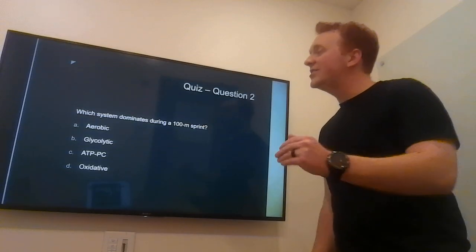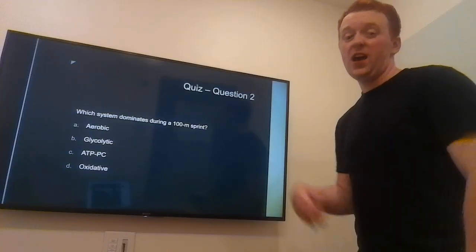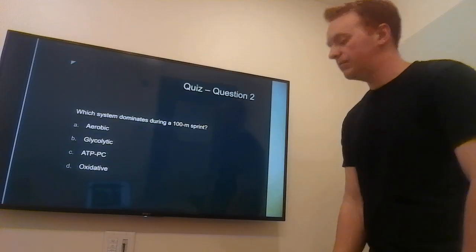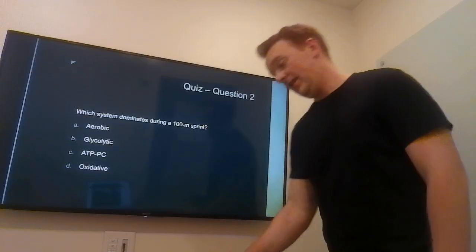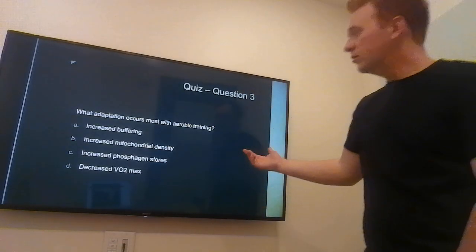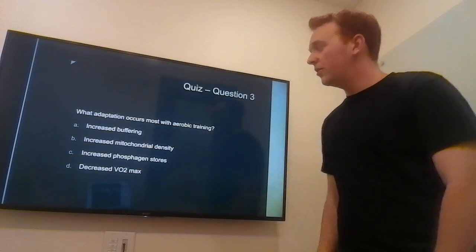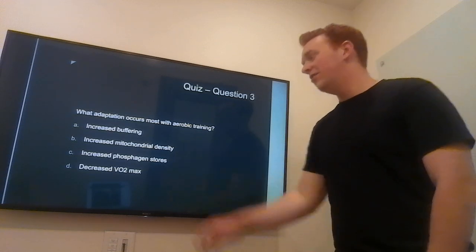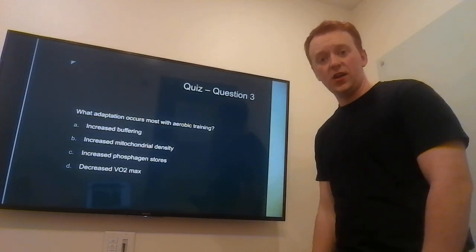Question 2, which system dominates during a 100-meter sprint? A short amount of time, fast sprint. There's aerobic, glycolytic, ATP-PC, and oxidative. Okay. What adaptation occurs most with aerobic training? There's increased buffering, increased mitochondrial density, increased phosphagen stores, and decreased VO2 max. This is what adaptation occurs most with aerobic training.